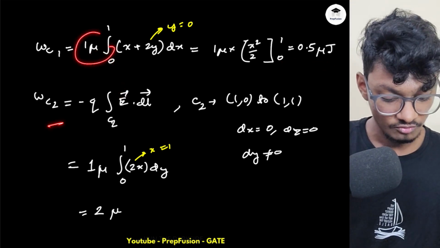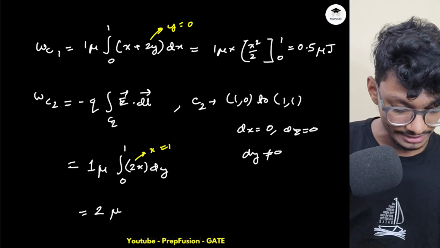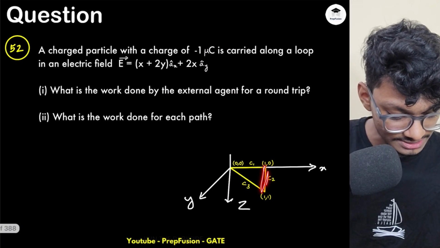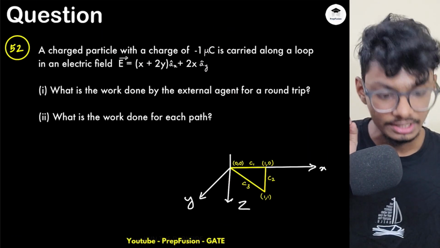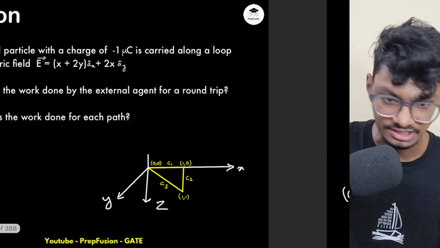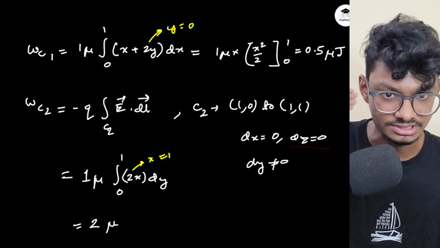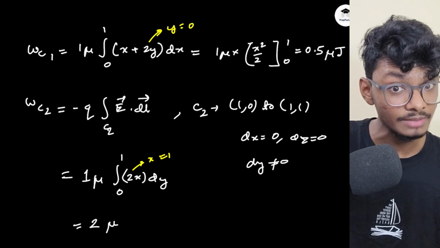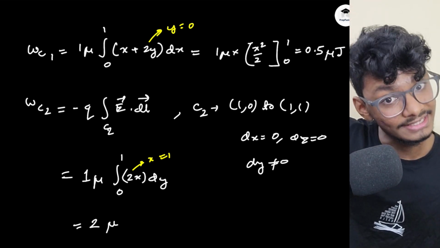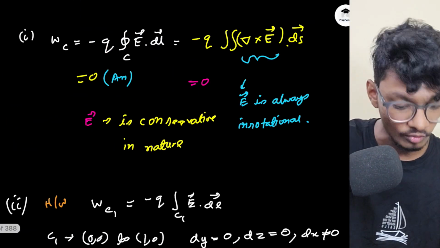For the second curve, what is happening? Is x changing? No, dx is 0. Dy is changing from 0 to 1 and dz is anyway 0. So the same thing I have written over here: dx is 0, x is not changing, dz is 0, z is not changing. Dy is not 0. So this time the dl vector will be dy ay cap. Dx is 0, so that goes out of the picture. Dz is 0, so that goes out of the picture. So I have only the y component of the electric field.